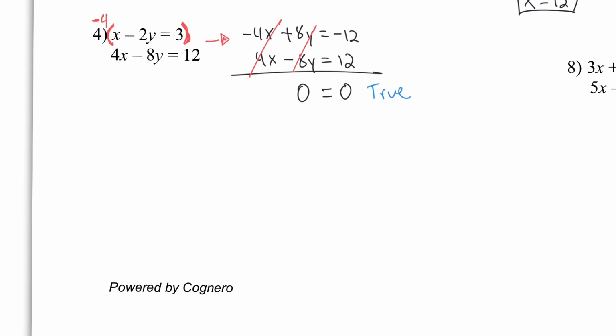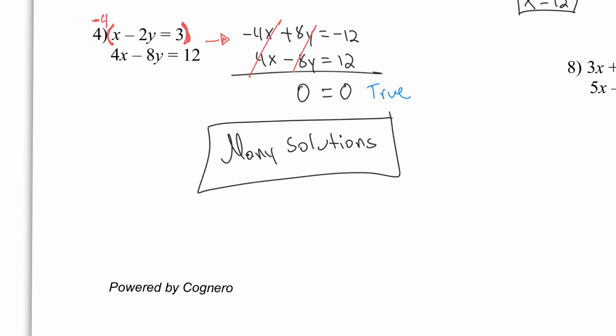So my answer, this is not the answer, guys, okay? This is just to know we have a true statement, but the answer will be many solutions. When the statement is true, we have many solutions. If the statement is false, that will be no solution, but this one is true. So we have a true statement, many solutions.